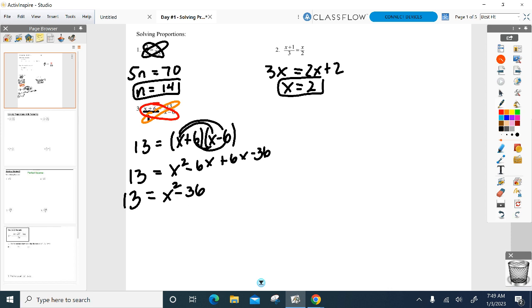All right, what's your next move? I need x by itself. Abbott, suggestion. Add 36. Okay, everyone go ahead. Add 36 over. Yep, we're going to try to get x alone, so let's add 36 over. X squared equals 49.